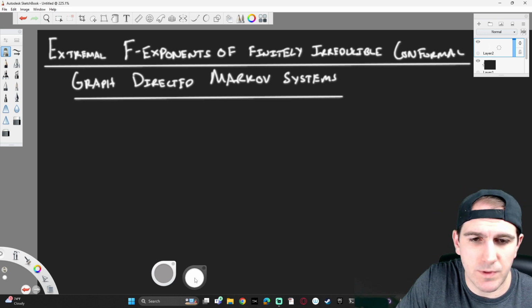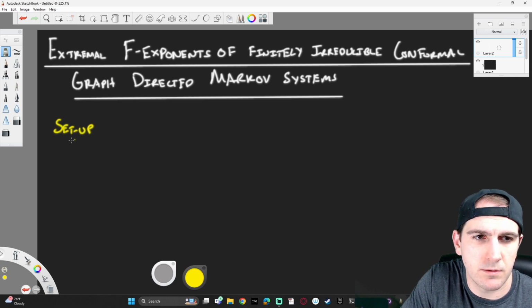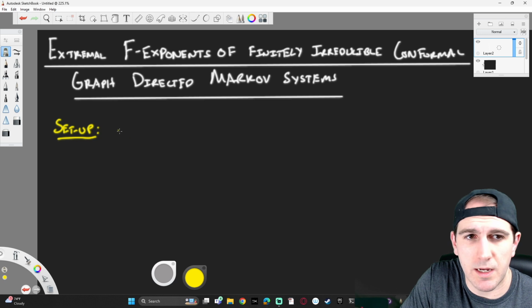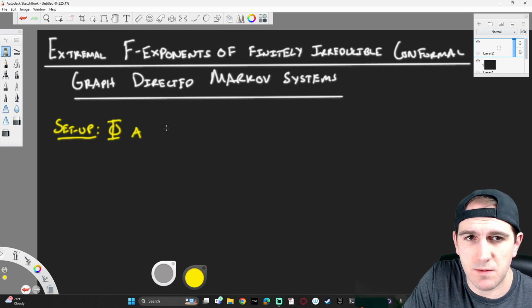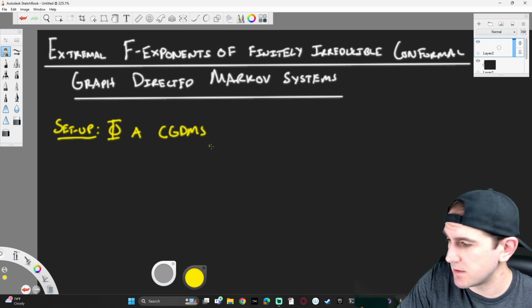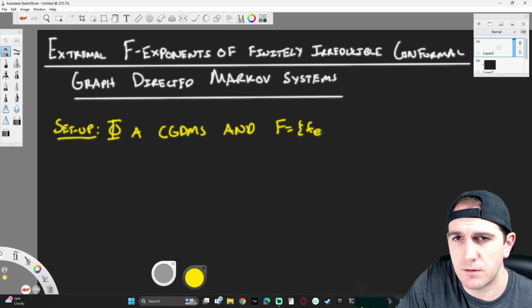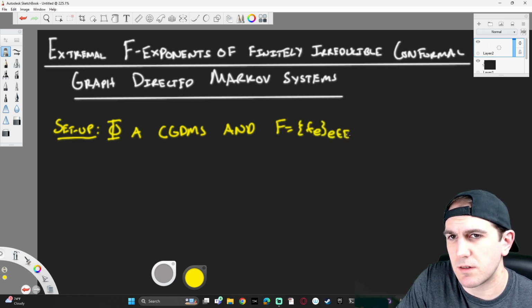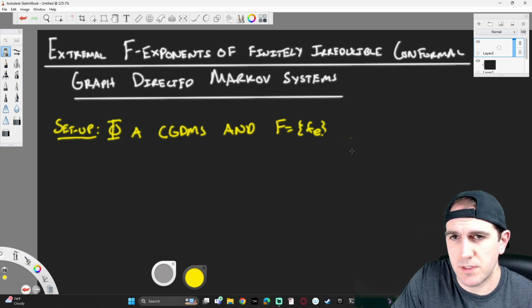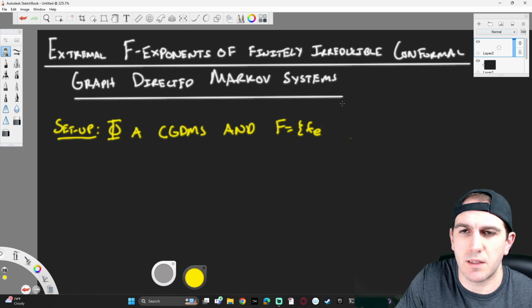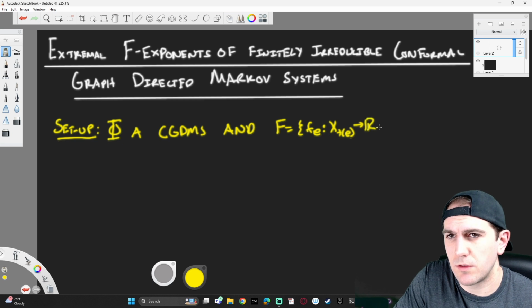So let me switch this to a different color. Setup as well. First, I need there to be a conformal graph-directed Markov system, which we sometimes abbreviate as a CGDMS. And I need a Hölder family of functions. All of these functions are Hölder continuous, and they go from the metric space, because they're not yet on the symbol space so they're not necessarily on cylinders, to the real numbers.